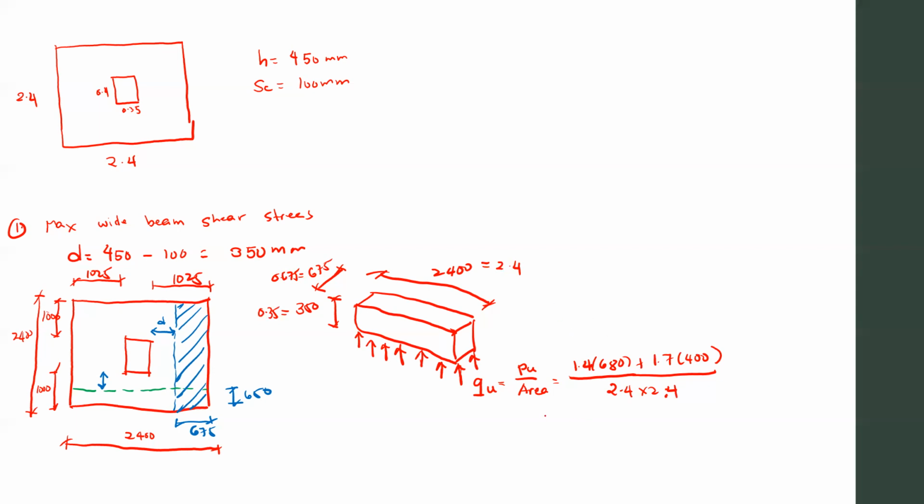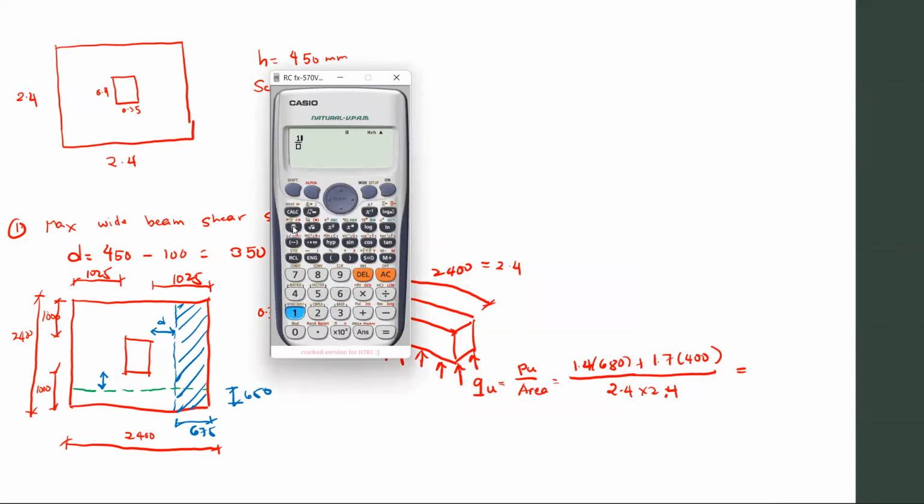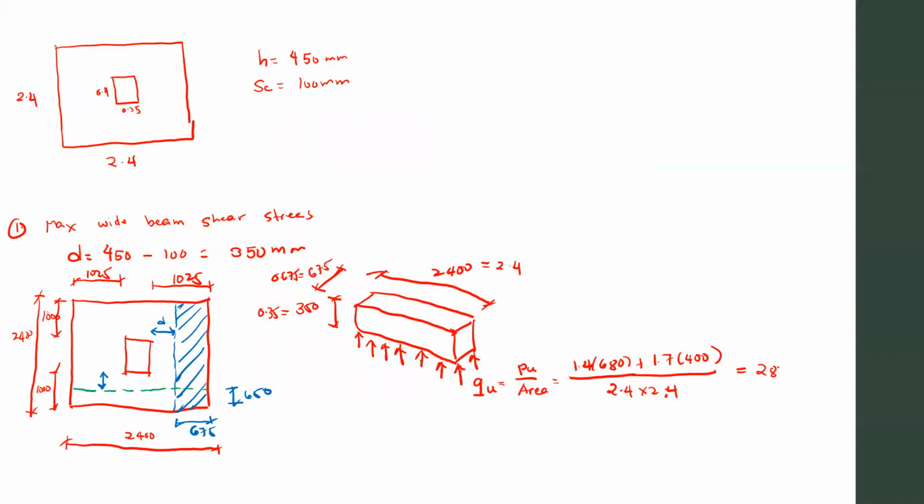Okay. So this will be your QU. Ano ba yung QU natin? I-open ko lang calculator. So that will be 1.4 times 680 plus 1.7 times 400 divided by 2.4 by 2.4. This is 283.33. That is 283.33 kPa.